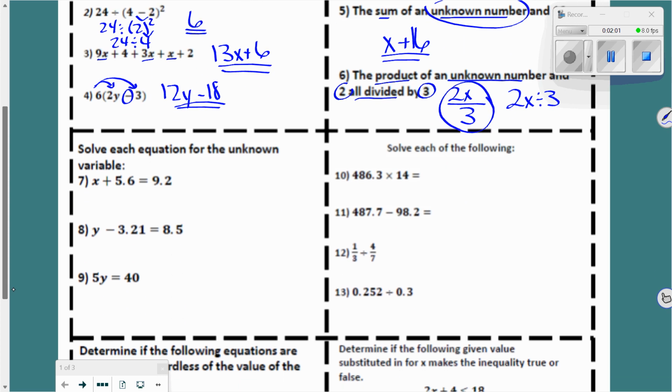Number 7, solve each equation for the unknown variable. So now we're back to our solving. I will warn you up front, there are 2 points on this. One for showing your work. So you need to show us what you're doing.